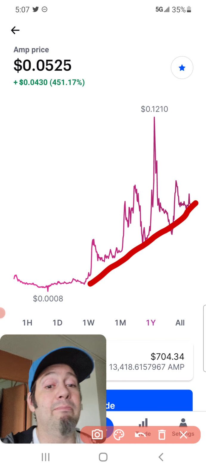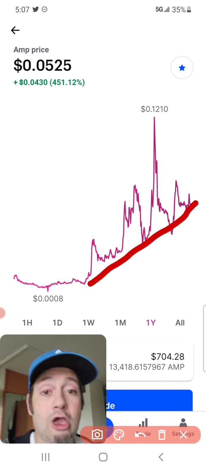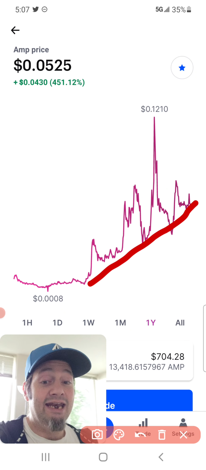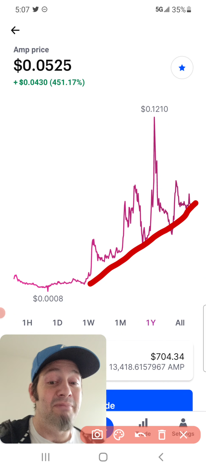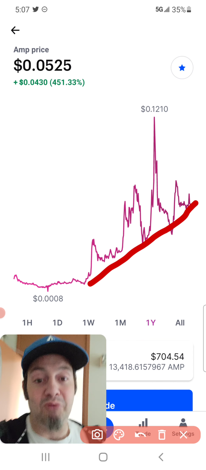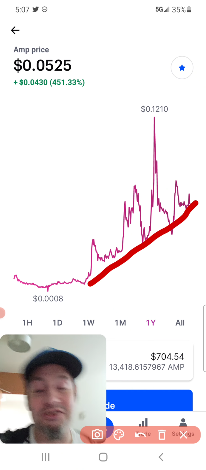But maybe this is a better thing in the future. Maybe it's going to go up to like 12 cents, or even a new all-time high. And if I would have sold before with my measly little $200, then I would have missed out on like a $2,000 profit or something. I don't know. I hope that's what's going to happen.